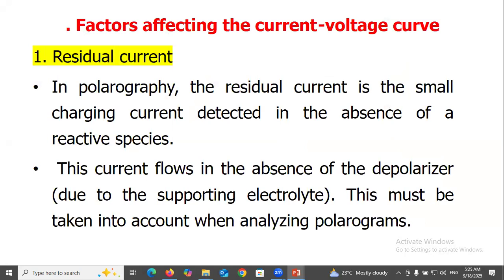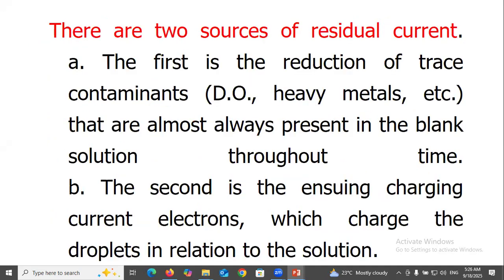Factors affecting the current-voltage curve: residual current. In polarography, the residual current is the small charging current detected in the absence of a reactive species. This current flows in the absence of depolarizer due to the supporting electrolyte. This must be taken into account when analyzing polarograms. There are two sources of residual current.